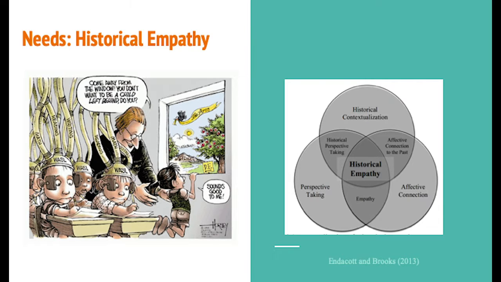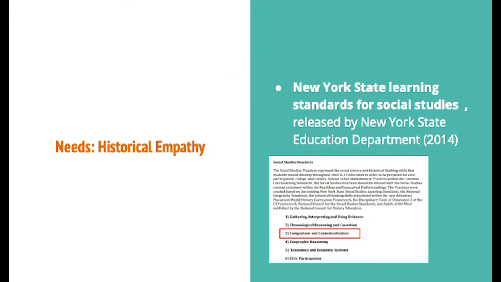So what is historical empathy? According to Endicott and Brooks, historical empathy consists of 3 intersecting elements: historical contextualization, perspective taking, and affective connections. First, our need is aligned with the New York State Learning Standard of Social Studies. According to the studies framework, comparison and contextualization is one learning goal deemed necessary for students from 9th to 12th grades in New York. One component of historical empathy addresses the requirements of this framework, that is, historical contextualization.